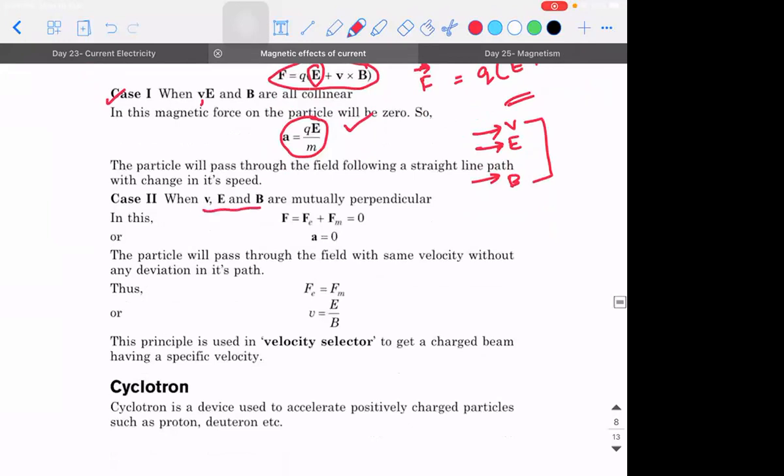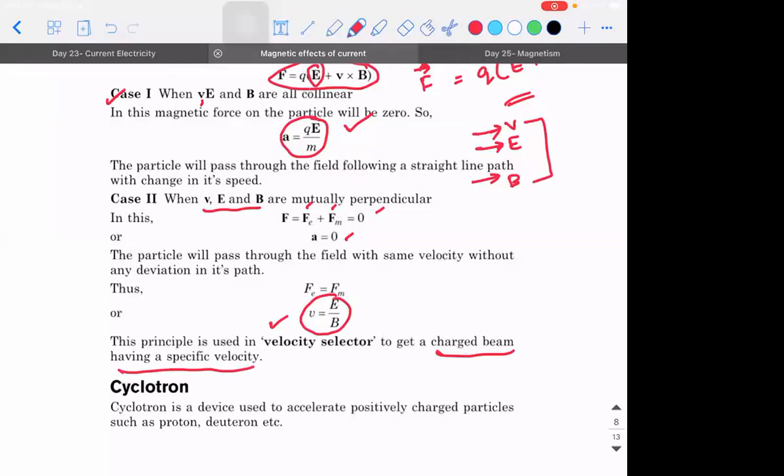Similarly, if v, E and B are mutually perpendicular to each other, then there is a concept called the velocity selector. So Fe plus Fm should be equal to 0. When this is happening, the net force is 0, which means the particle will not accelerate. It is going to move only with a constant velocity, and that constant velocity is given by the expression E divided by B. This principle is used in the velocity selector to get a charged beam to have a specific velocity. If you want the particle to have a fixed velocity, you can use this principle because you have the option to select the velocity.